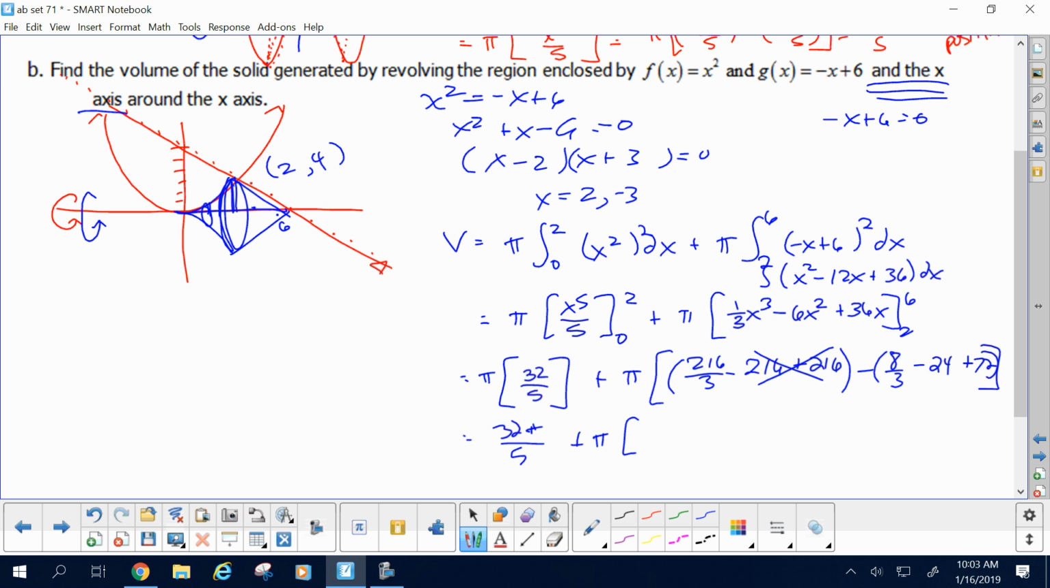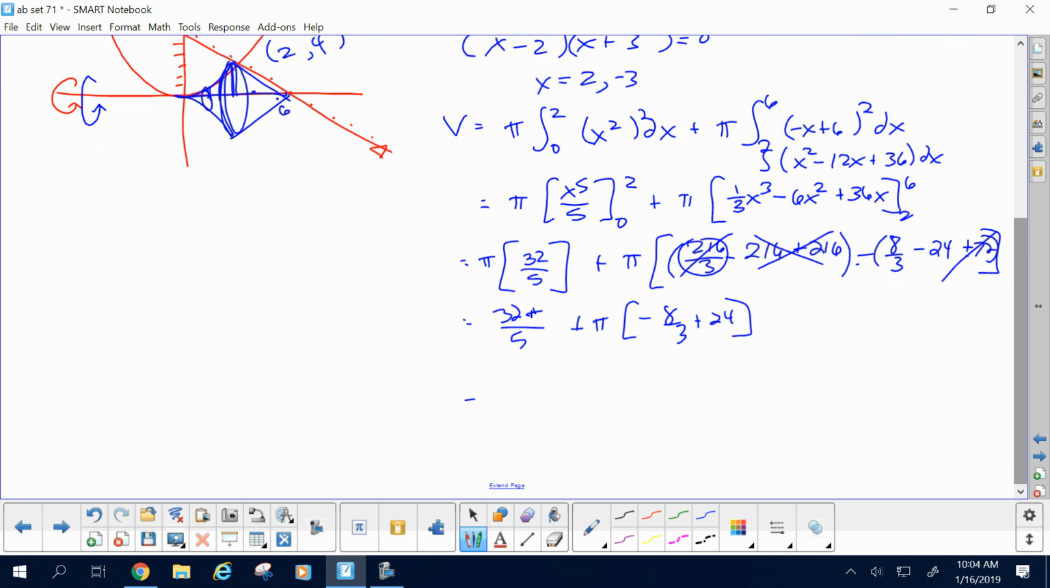What is 216 thirds? 72. So that's actually also great. This is 72, and we're subtracting 72. So those guys are going to be goners. Very cool? All right. So that's then negative 8 thirds plus 24. Let's combine. All right, so all together we're going to have a big old pi term.